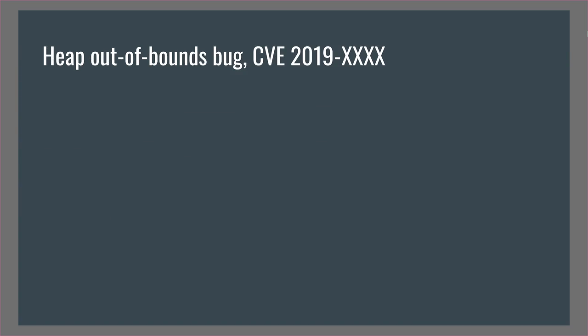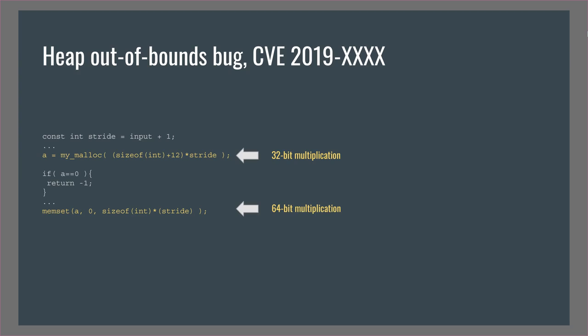So let's walk through a bug this tool found, a high-severity vulnerability that was exploitable in SQLite on Chrome. This is a sort of anonymized text of the bug. The first key line here is this mymalloc call, which allocates some space for A using a custom allocation routine. The second line is the memset call, which initializes A. And the problem here is that mymalloc takes a 32-bit argument.